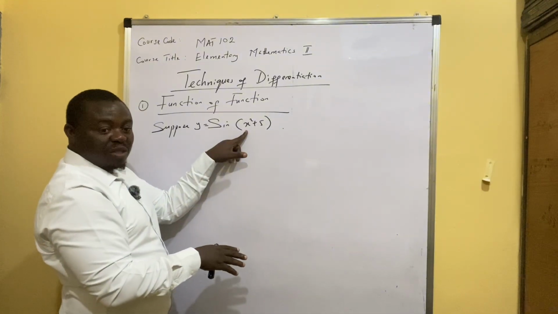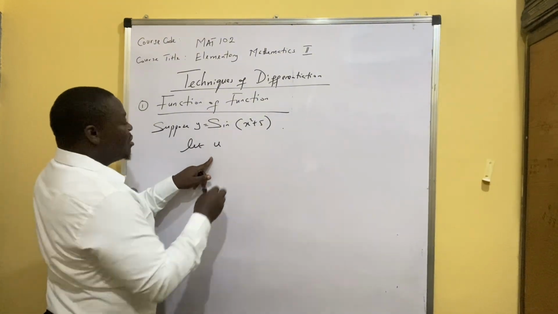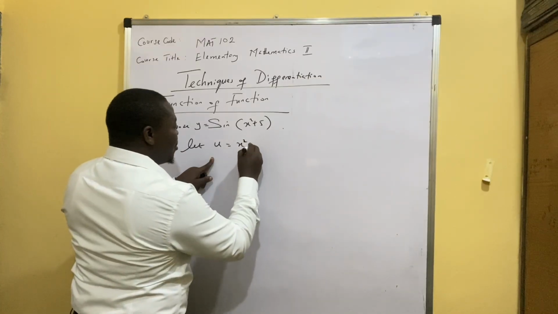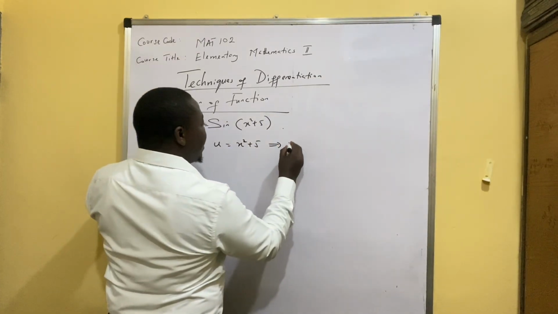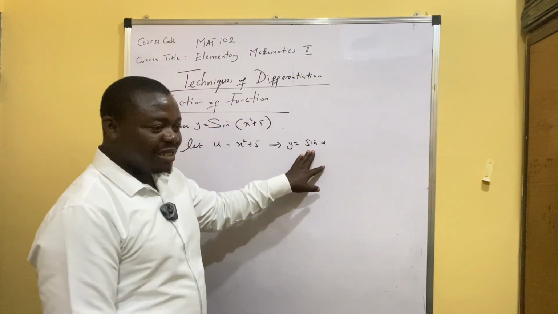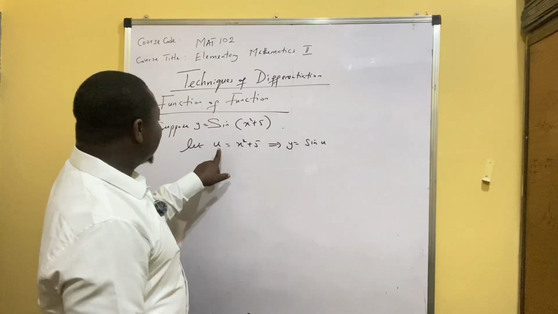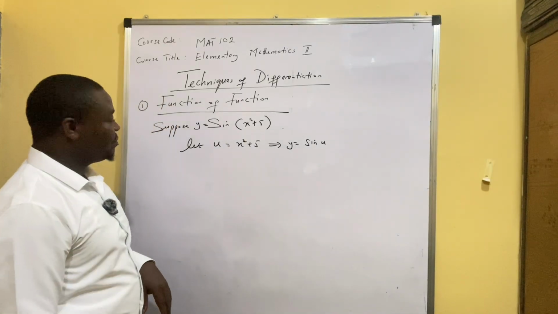You understand now? So we can say that let a variable u denote x squared plus 5. Which implies that our y will now be sine u. Okay, now this one looks like what we know, sine x. Now sine u, then our u is x squared plus 5.